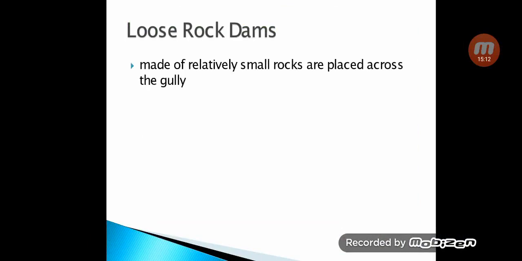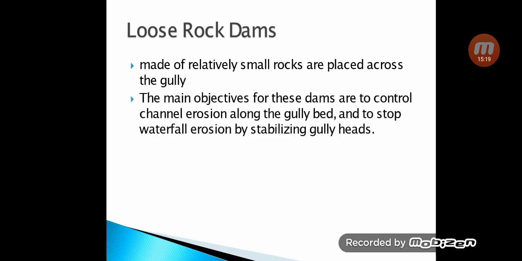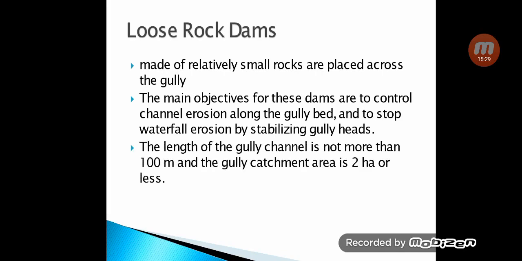The third type of temporary gully control structure is loose rock dams, or loose rock soil dams. These are made of relatively small rocks. The main objective is to control the soil erosion across the gully bed and to stop waterfall erosion. The length of the gully channel should not be more than 100 meters and the gully catchment area should not be greater than 2 hectares. These dams can be used in all regions as stones are available everywhere.